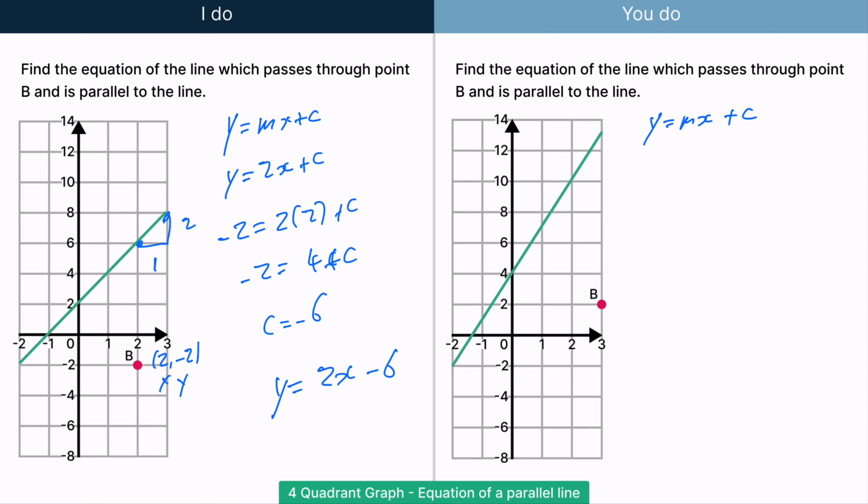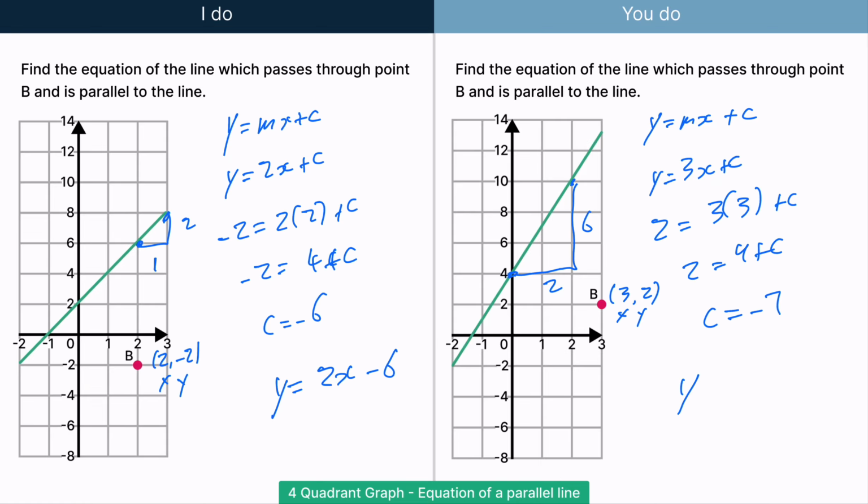So if I pick 2 nice points, so that there, draw my triangle, that's 2 and 6. 6 over 2 is 3, so that's 3x plus c. So that's the gradient done. All I need now is the y-intercept, which is c. And the way I get that is from this one here. So 3 across, 2 up. So x and y. We can say 2 is equal to 3 bracket 3 plus c. 2 is equal to 9 plus c. And we can say c is equal to negative 7. Y is equal to 3x minus 7.